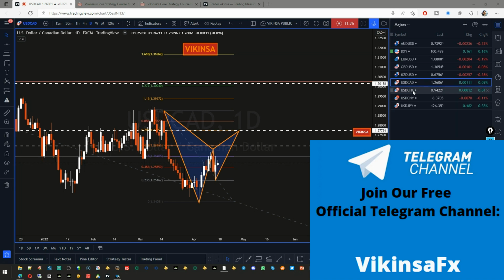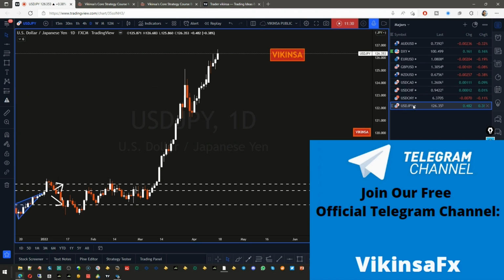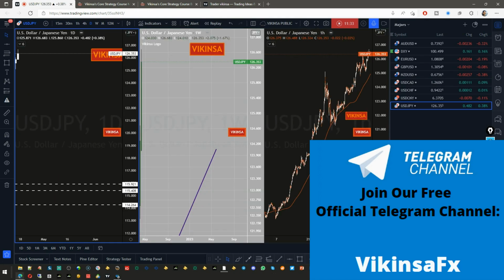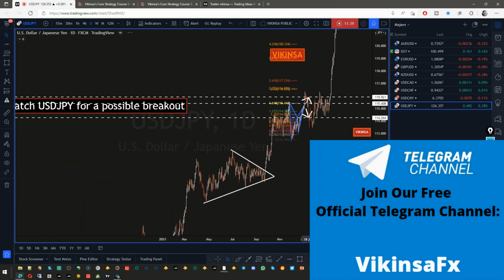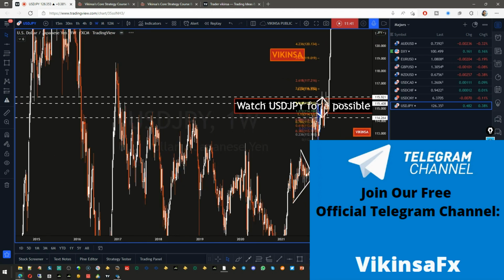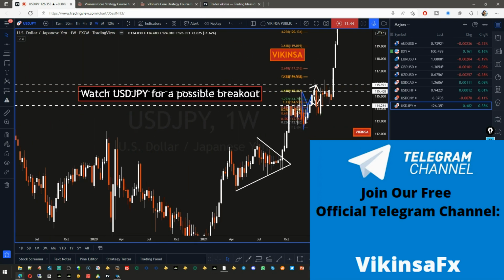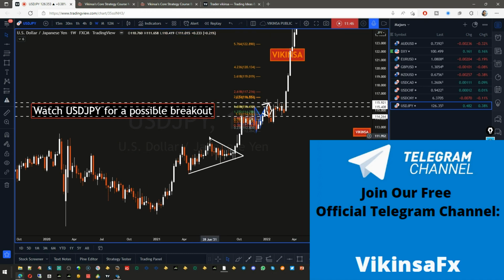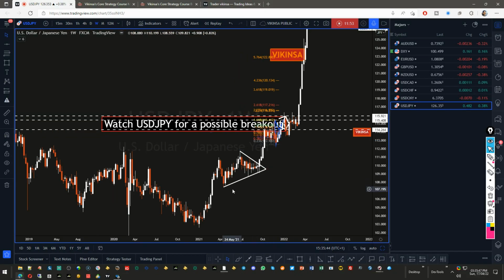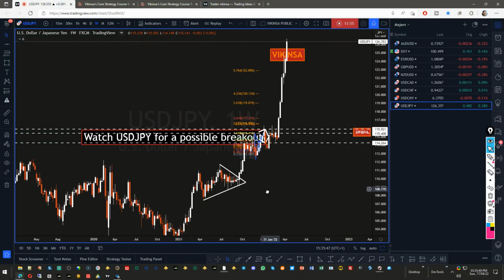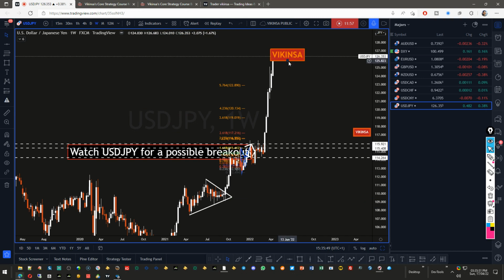The next one will be USD/JPY, which a lot of you have asked me to analyze. Before we go there, let me show you this. I posted this several months ago, and I said, watch out for USD/JPY for a possible breakout. And this was the area. Since then, USD/JPY has not stopped. Why? Because this was the area where it was going to go parabolic. Since then, it has just been going parabolic and it is not stopping.